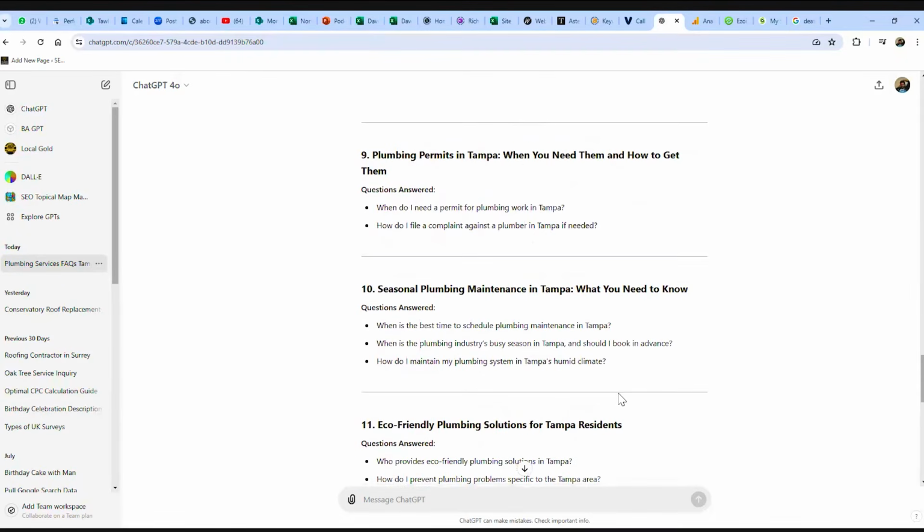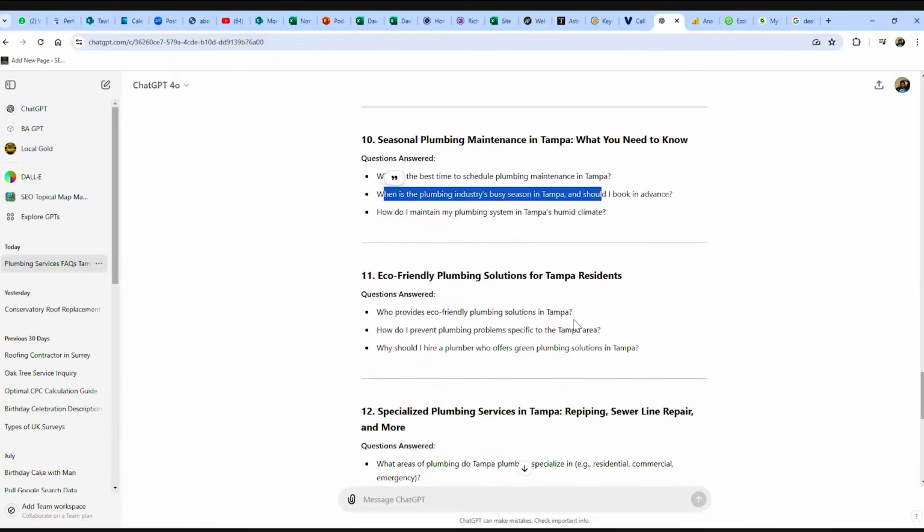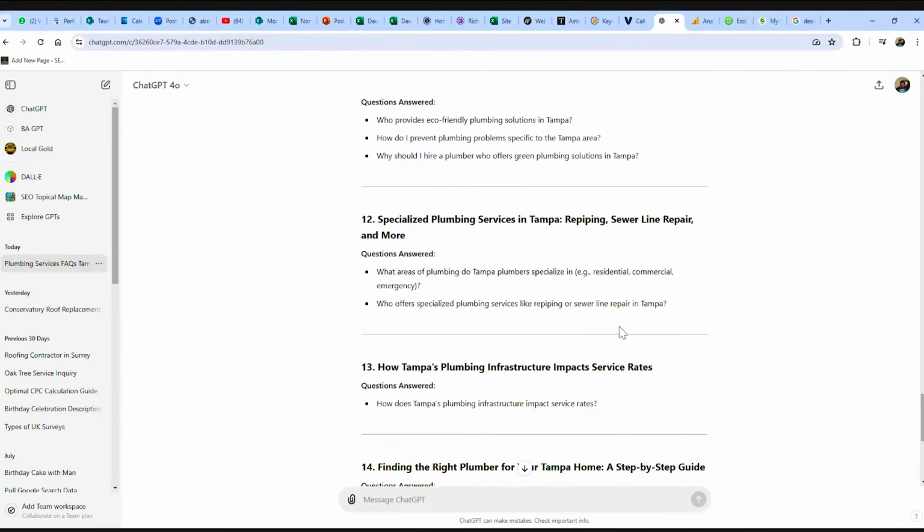Probably. Seasonal maintenance, that's a good one. Like you might have at different times of year. I don't know, Tampa's probably fairly consistent with its climate. It is, yeah, it's pretty consistent. Okay, but this is a good one: when's the busy season in Tampa? Should I book for this? Right. Eco-friendly solutions. Yeah, whatever that means, could be good.